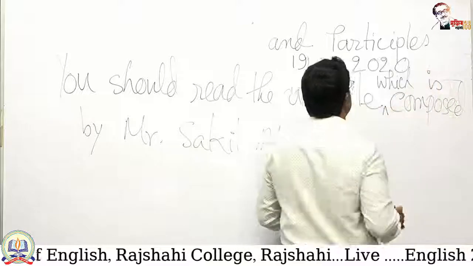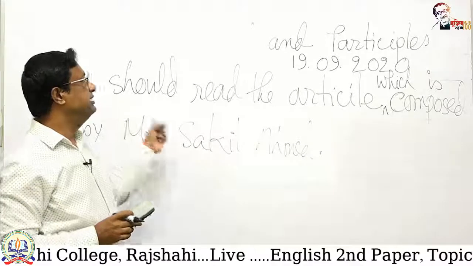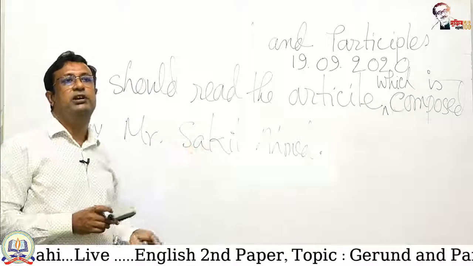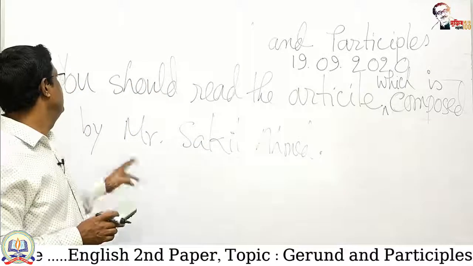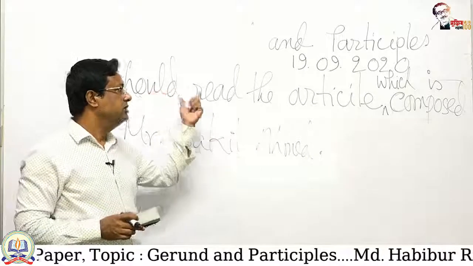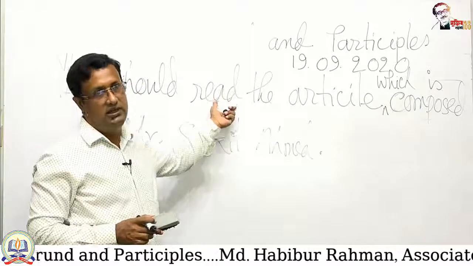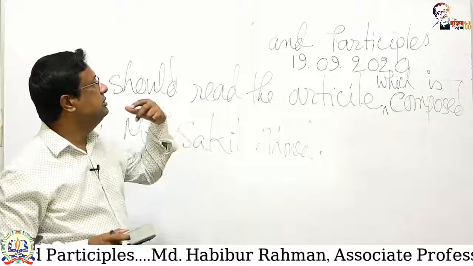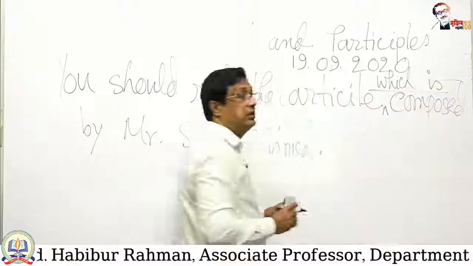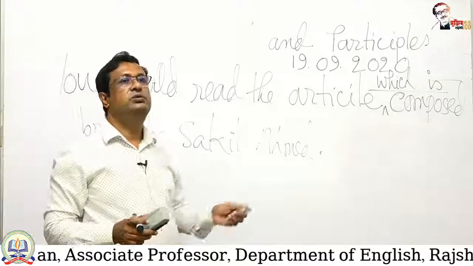You should read the article which is composed, or which was composed, or which has been composed by Mr. Shakil Ahmed. If we mentioned this in that way, it would be a complex sentence, and there we would need more words, which is or which was or which has been. Okay, in this way it would be verbose.